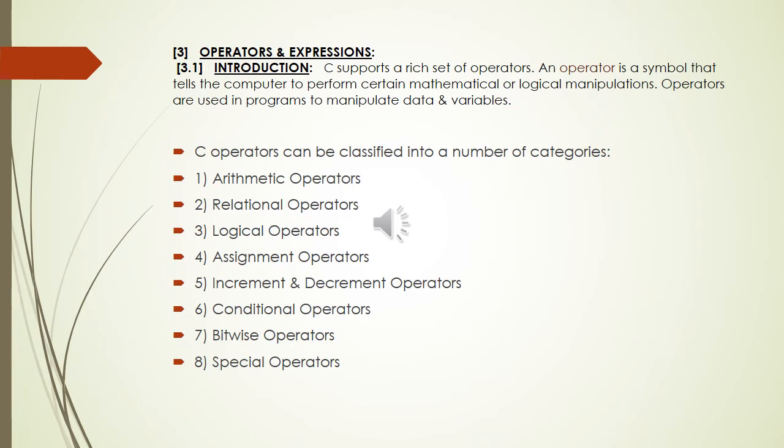So what are operators? C supports a rich set of operators. An operator is a symbol that tells the computer to perform certain mathematical or logical manipulation. C operators can be classified into a number of categories. There are 8 types of operators. First one is arithmetic operators, relational operators, logical operators, assignment operators, increment and decrement operators, conditional operators, bitwise operators, special operators.